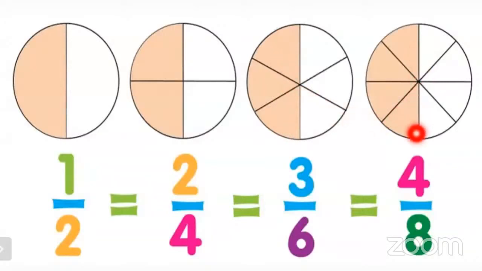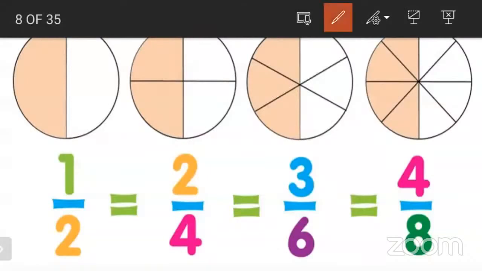Now look here. Here also the colored portion is half. The figure is divided into 8 parts, but out of those, the colored portion is 4 parts. Here the figure is divided into 6 equal parts, and the colored portion is 3 parts. Here the figure is divided into 4 equal parts, but the colored portion is 2 parts. But if you observe this figure, this figure, this figure, and this figure, all the colored portions are the same, equal, isn't it?